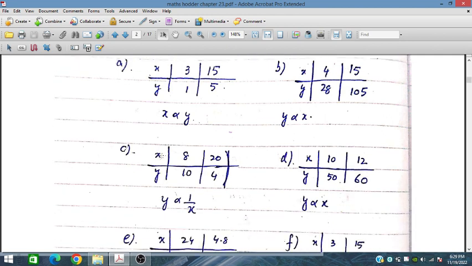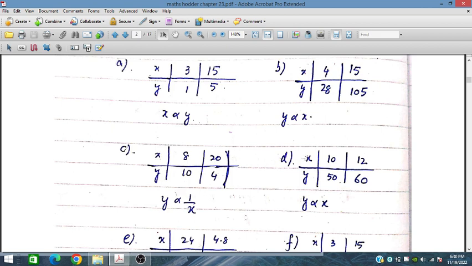Now x is 8, y is 20; x is 8, y is 10; x is 20, y is 4. Now x increases and y decreases. So this is an inverse relationship. One variable is increasing, the other one is decreasing. So this is an inverse relationship, or indirect proportion, or inverse proportion.